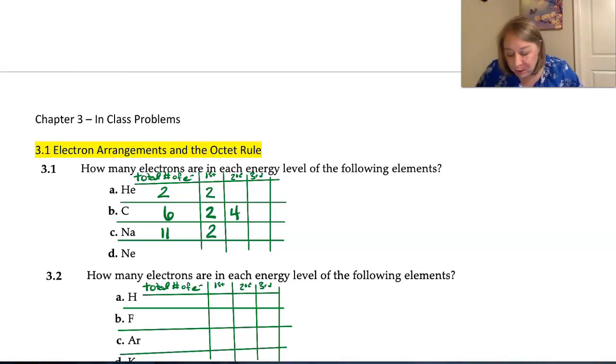Now we need to go on to the second energy level. We're going to put 8 in there, right? 2 minus 11, we have 9. So we just put 8 in the second energy level. We still have 1 more, and that 1 more is going to go in the next energy level, the third energy level. So just make sure that all of these right here add up to your total, right? So 8 plus 1 is 9, plus 2 is 11, and that works out. So just be careful about that.